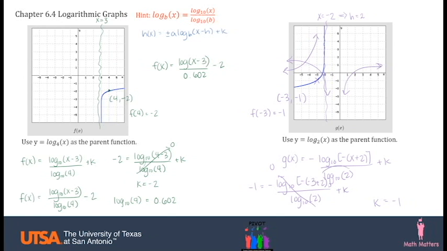And then we have that log base 10 of 2. If we plug this into the calculator, it's going to give us about 0.3010. So our g of x is going to be given to us by negative log base 10 of negative x plus 2 over 0.3010, minus 1.